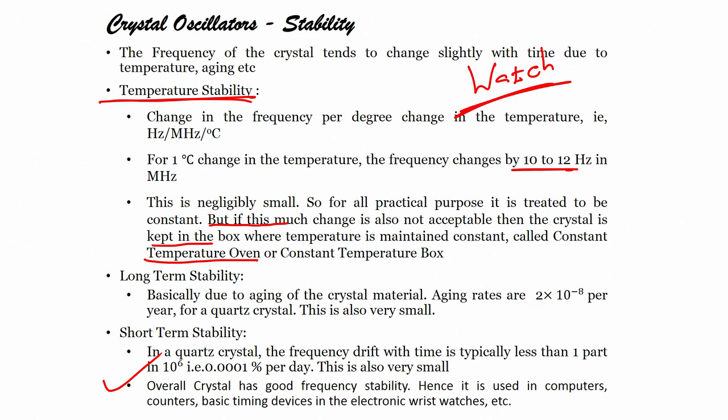Overall, a crystal has good frequency stability, hence it is used in computers, counters, basic timing devices, and in electronic wristwatches. Now you know that frequency stability is very important when we talk about oscillators, and particularly crystals. Crystals are so stable that they are used in many applications, including computers, counters, basic timing devices, including your digital wristwatch. All right, so that is the application of the crystal.